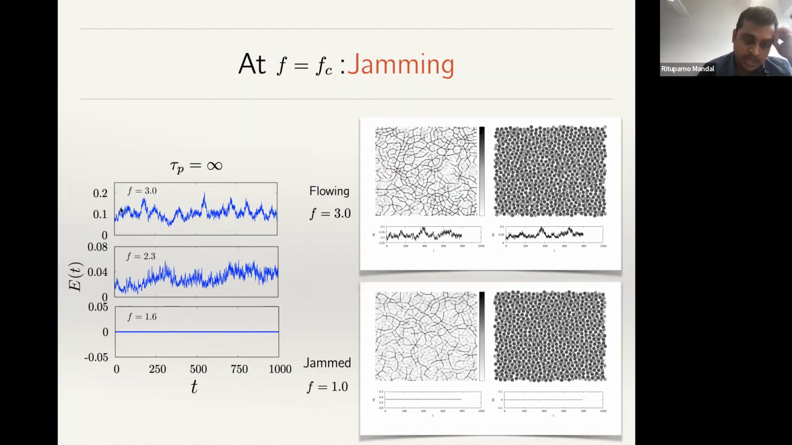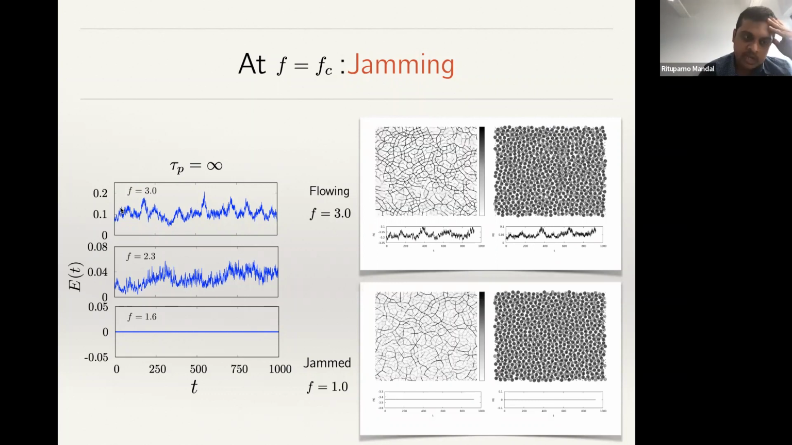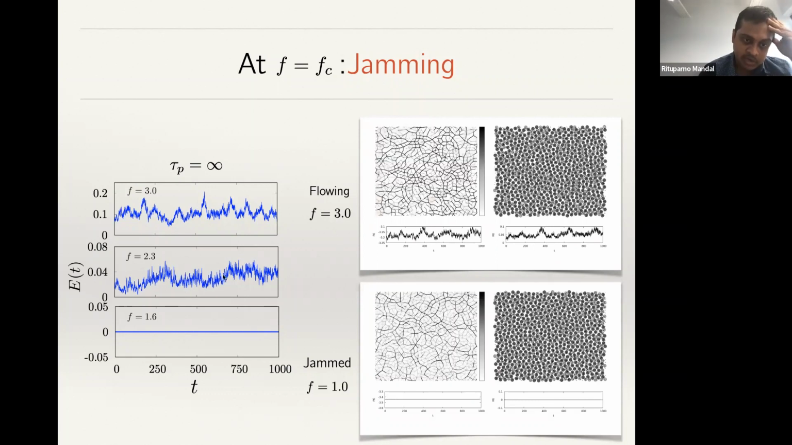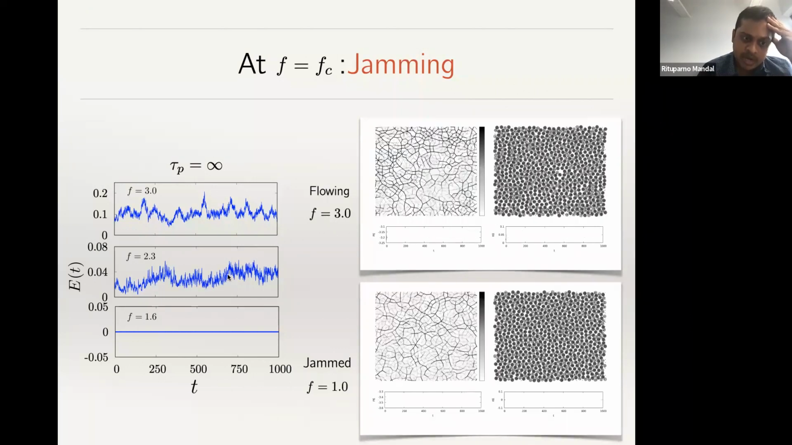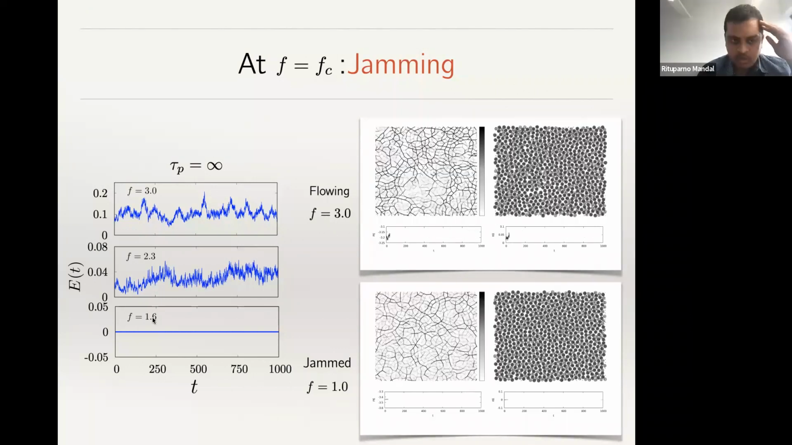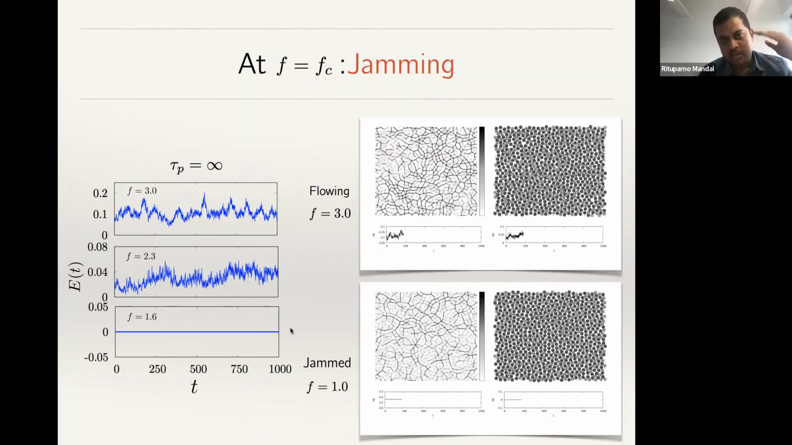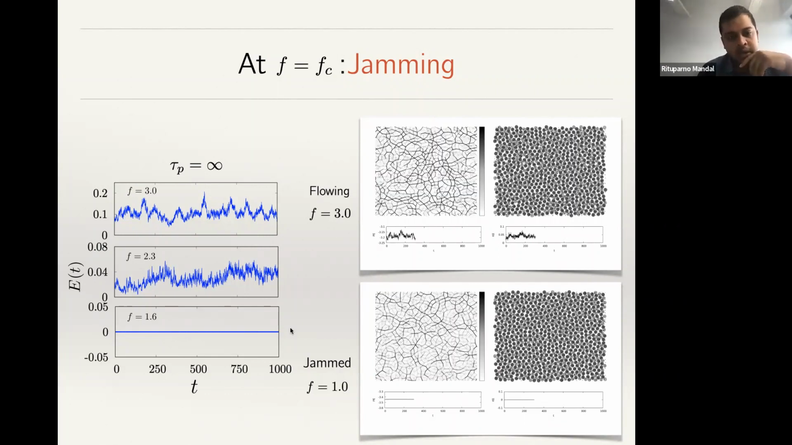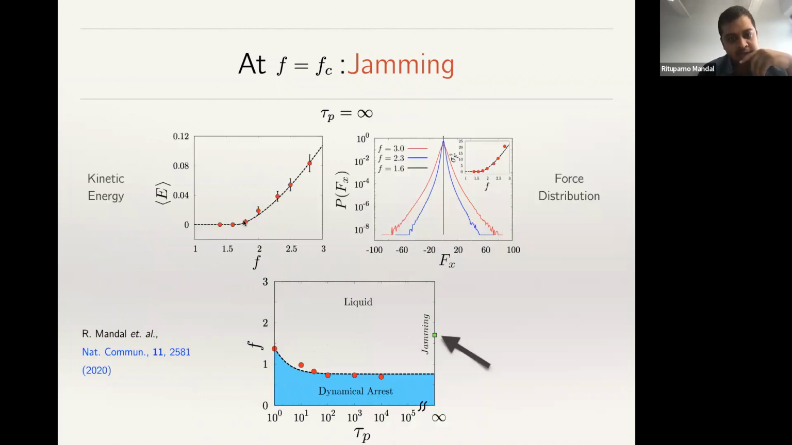So you can look at the kinetic energy. You see that the kinetic energy is fluctuating and finite when F is large, and as you reduce F, it's still fluctuating. But at F equal to 1.6 for this particular example, you see the kinetic energy is 0. So the system is stuck. We can look at the average kinetic energy and plot it as a function of F, and see where it goes to 0. And from there, we can see where the jamming transition is happening. We can also look at the distribution of forces, and you see that if the system is flowing, it's not force balanced.